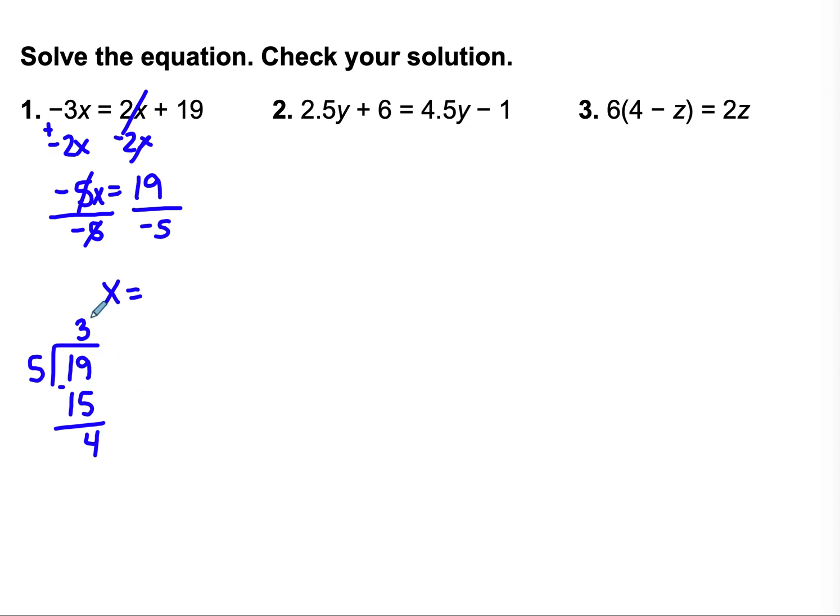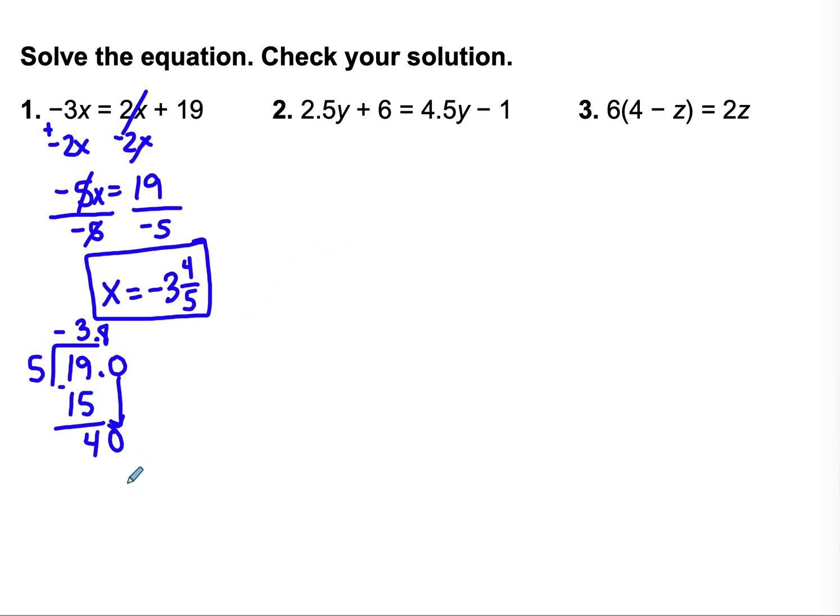Okay, I'm going to just do it as a mixed number. So these were different signs. My answer is going to be a negative. Negative 3 and 4/5. I could make it into a decimal. If you're a person that likes decimals, I could have added a decimal, added a 0, brought it down. That's 40. It would have been 0.8. Could have done it either way.